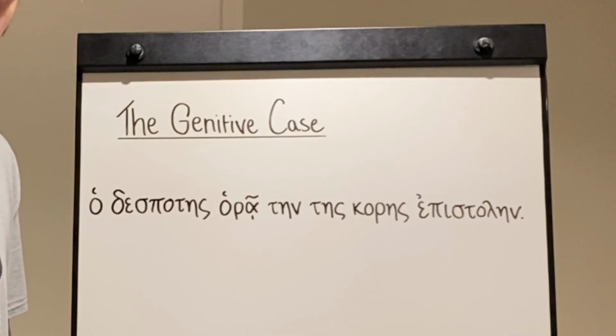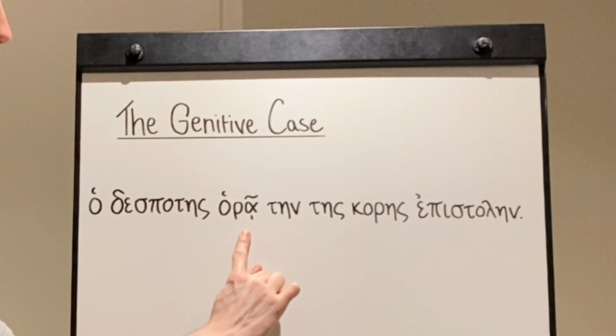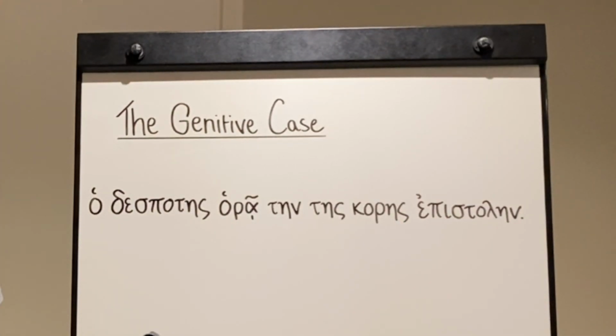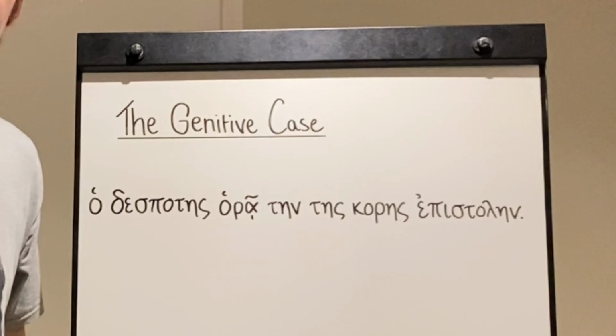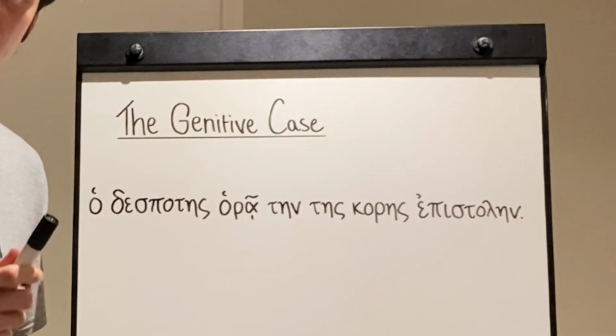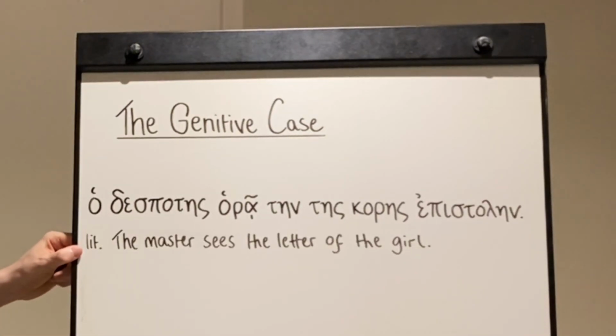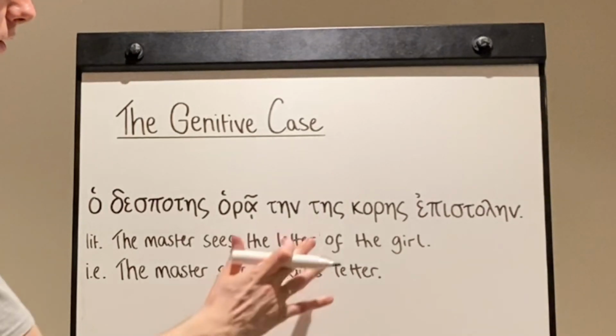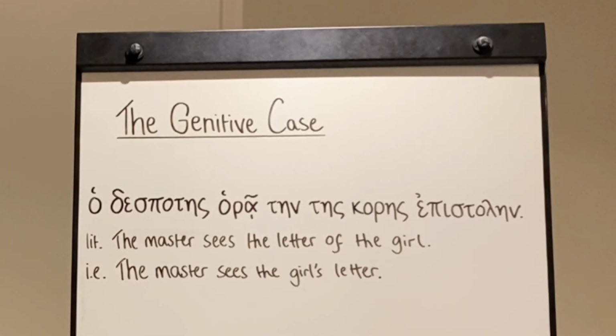And you might think, well, how would we translate this all together? And that would be, the master sees the letter of the girl. Or, in more natural English, the master sees the girl's letter. So I put the literal translation there on the board for you. The master sees the letter of the girl. That is to say, in more natural English, the master sees the girl's letter. And we know it's just one girl that owns it because it's feminine genitive singular.